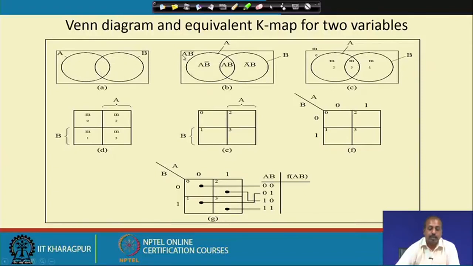So, I have got the region which is represented as A bar B bar. Similarly, this part which is common between A and B, we represent as A B, as if both of them are there, both of them are true. This part, A is there, B is not there, so it is A B bar, and this part, A is not there and B is there, so it is A bar B.